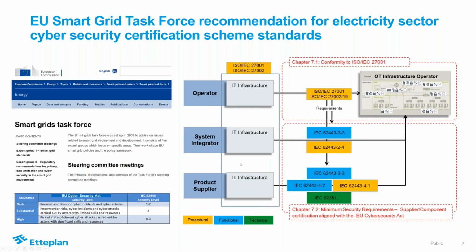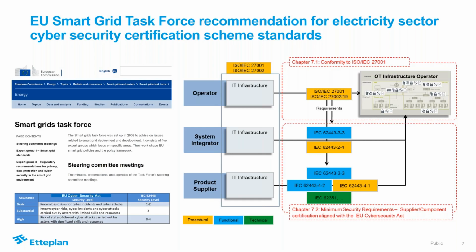And then they also noticed that related to certification schemes, they proposed that for the electricity network operators, their certification scheme would be based on IEC 27001, 2 and 19. And then for product device suppliers and system integrators, the certification schemes would be based on 62443. So these were their recommendations about 1 year ago.